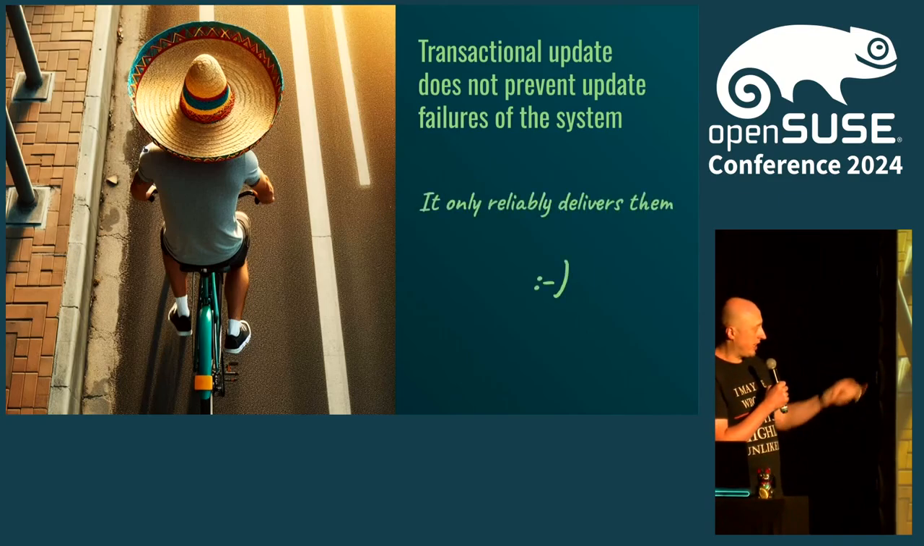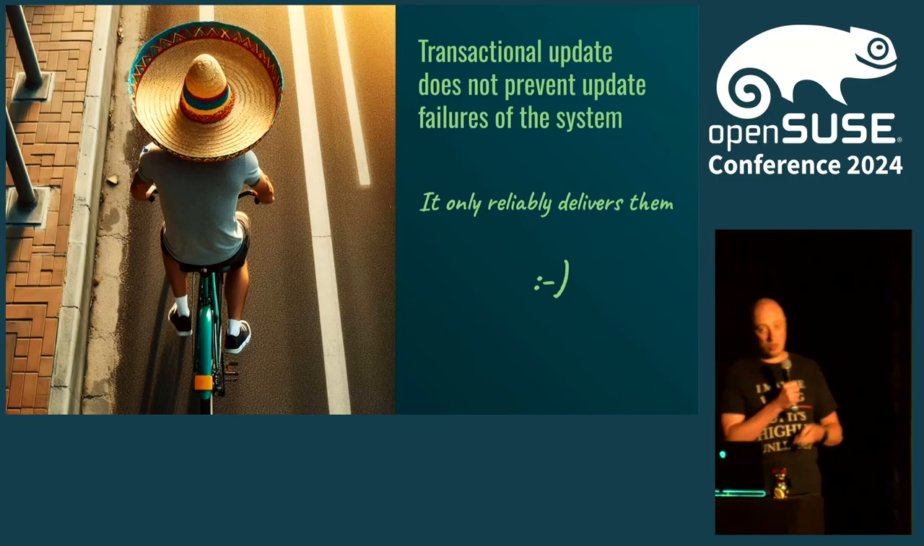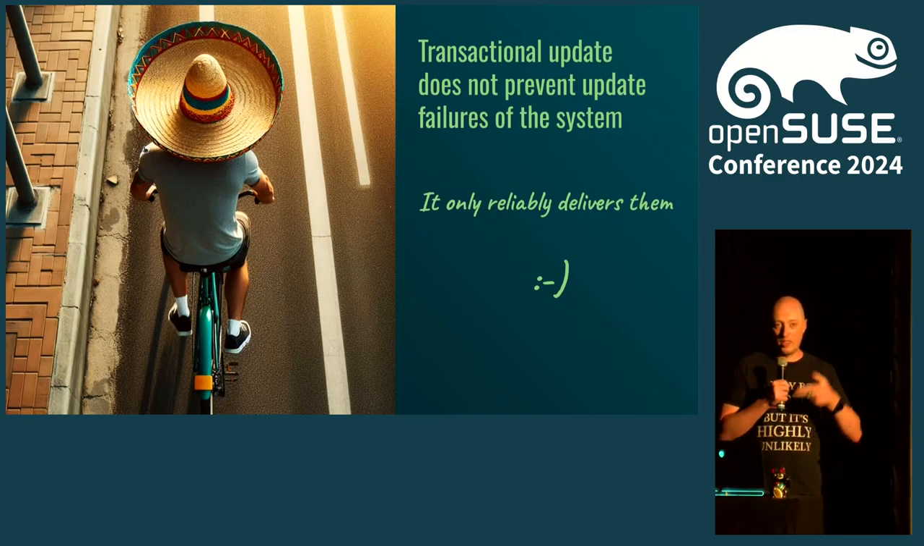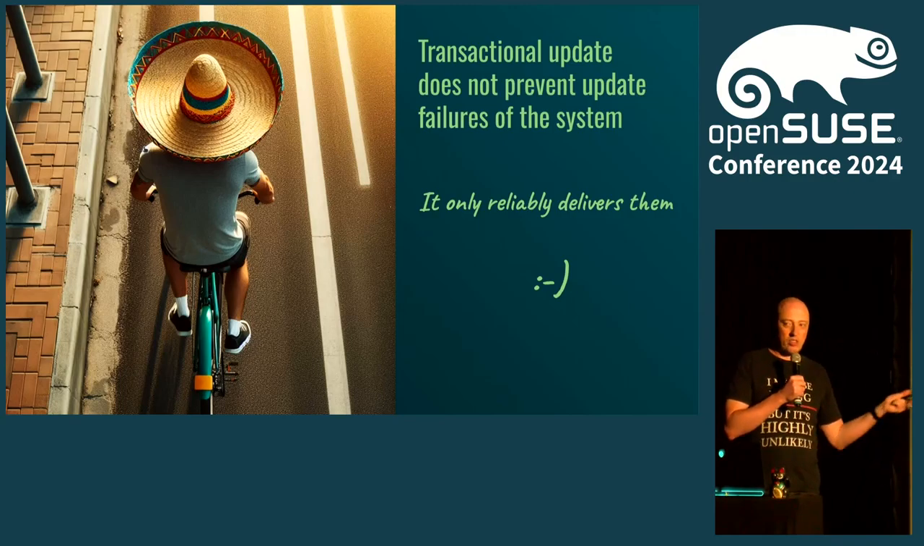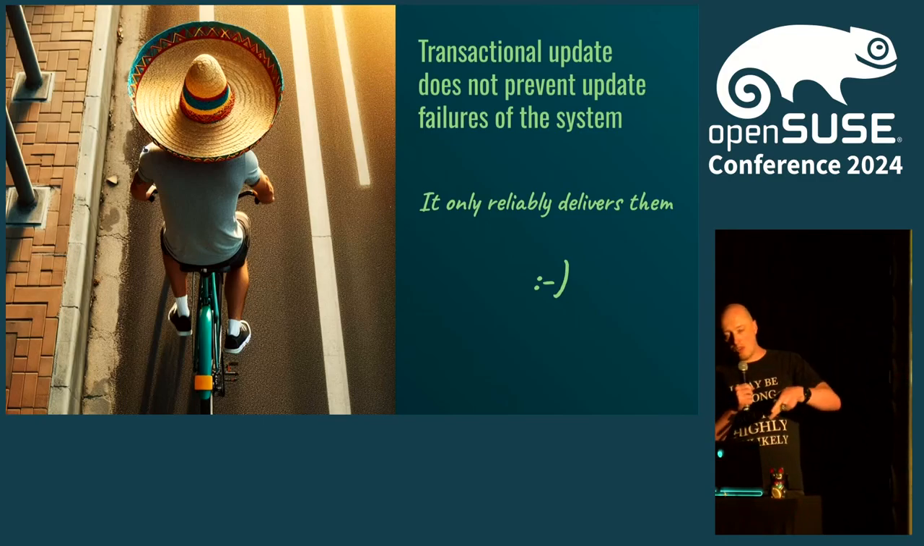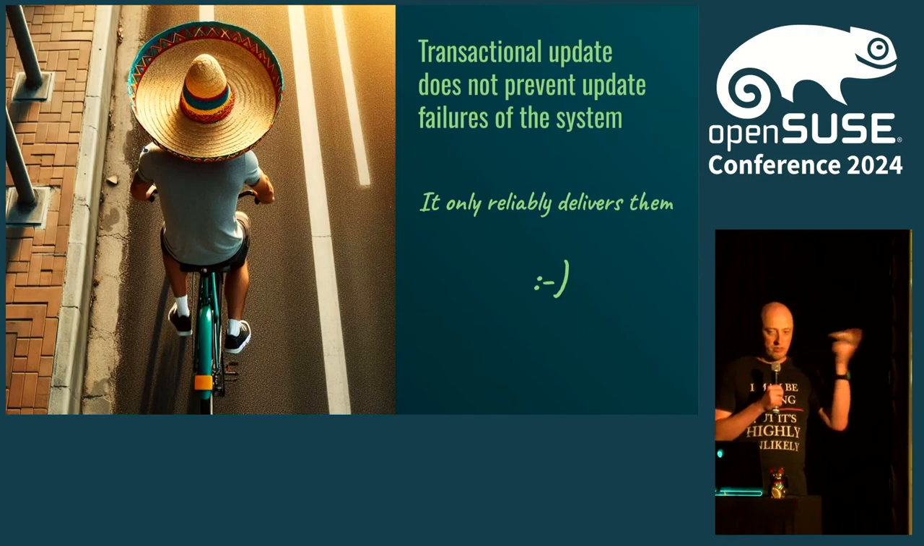It only reliably delivers them. So, yeah, you can reliably update it. You can get back to that. That's not really new. We had this mechanism in Solaris like 25 years ago. You can have a ZFS, you can make a snapshot, you can boot back if you have a broken system. That's fine, but you still have a broken system that you have to go back to, right?